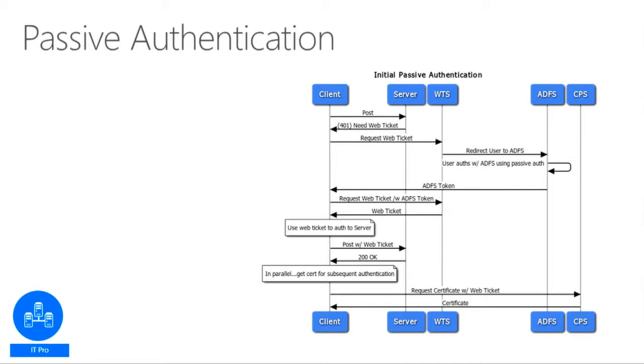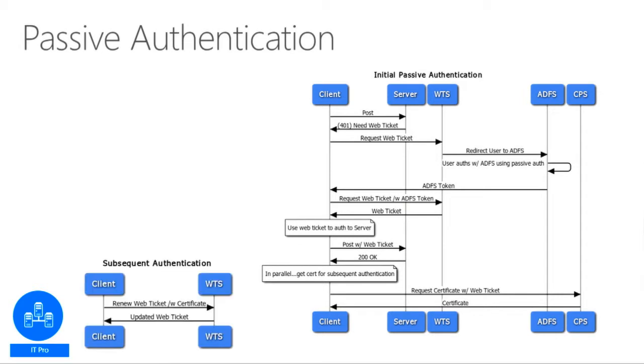So initially, you won't get this web ticket. And then, using this web ticket, we can authenticate against the server and request a certificate, but a certificate from the Lync server. All subsequent authentication will go with certificates, so you don't have to input your credentials or use other means of authentication. So this is how our passive authentication works.